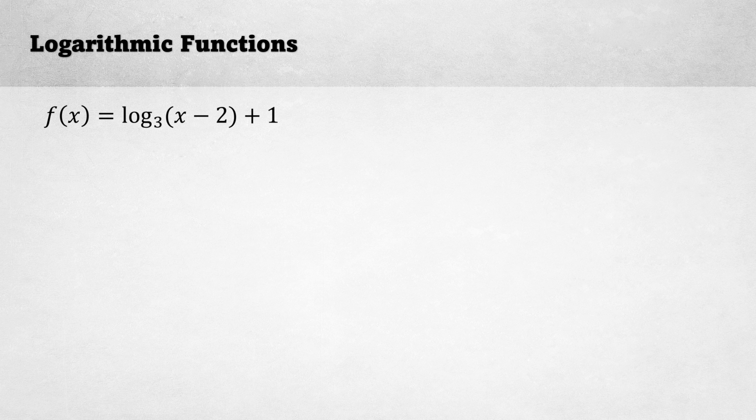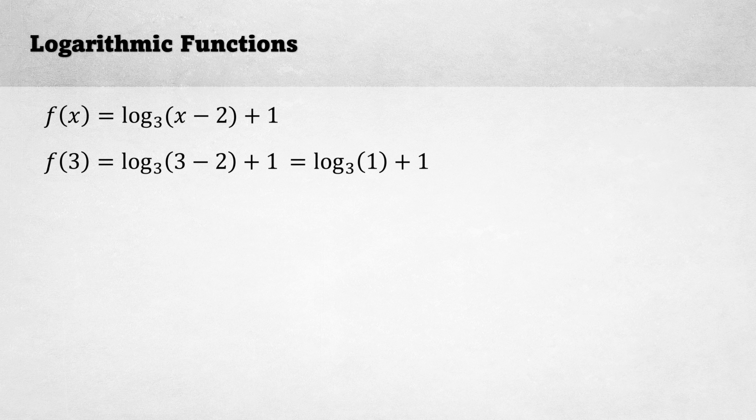Here's another example. We know that the input of logs must be positive, so we will choose x values that will make x minus 2 positive. F of 3 is log base 3 of 3 minus 2, then plus 1. 3 minus 2 is 1, and log base 3 of 1 is 0, so f of 3 is 1.